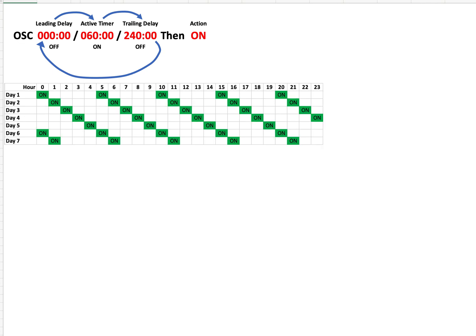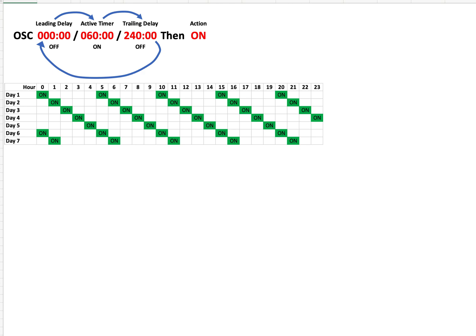For example, if we add 1 hour to the trailing delay, that makes the whole cycle last 5 hours. That one extra hour per cycle results in 5 on cycles per day, but with 1 hour of the last cycle spilling into the next day, so tomorrow the cycle begins 1 hour later than it did today. But the really complicating factor is that OSC doesn't always start the cycle today at midnight. Instead, it calculates its cycle beginning at midnight on January 1st, 1996.